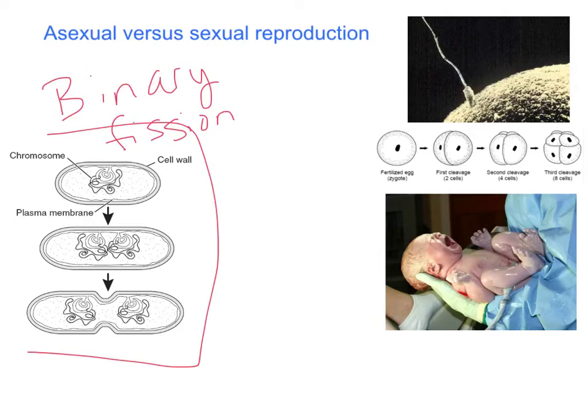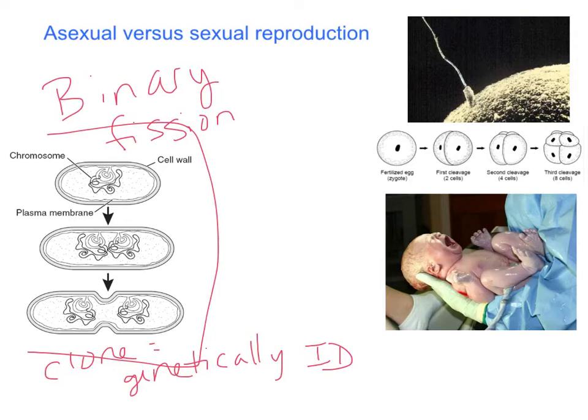With asexual reproduction, you're producing a clone. By a clone, we mean that it is genetically identical to the parents, just like you did with mitosis. So it is genetically identical to the parents with asexual reproduction.